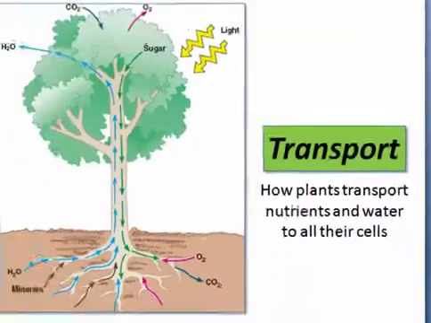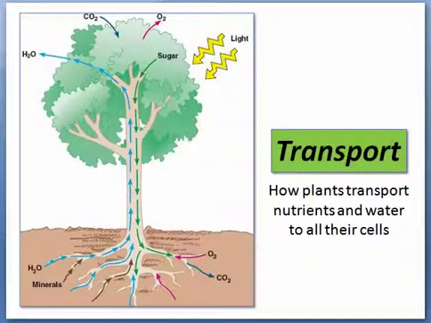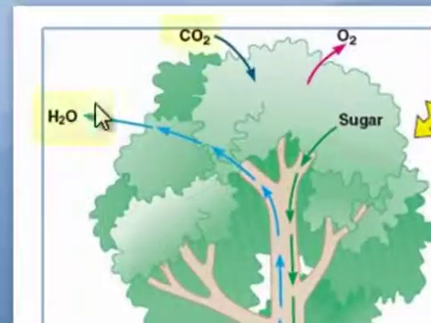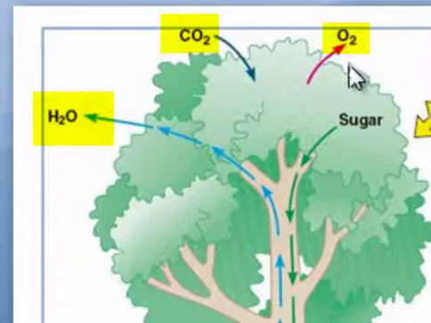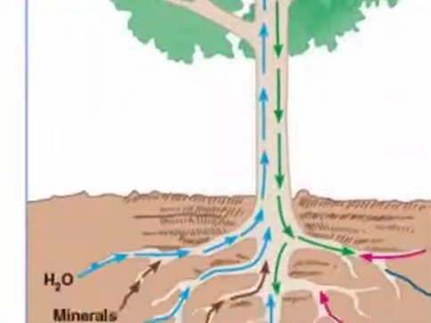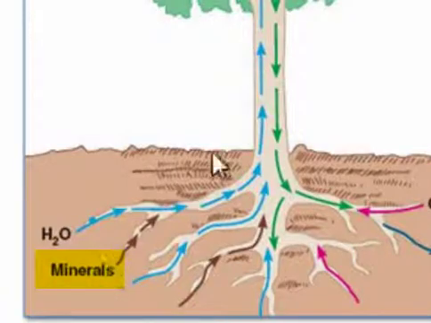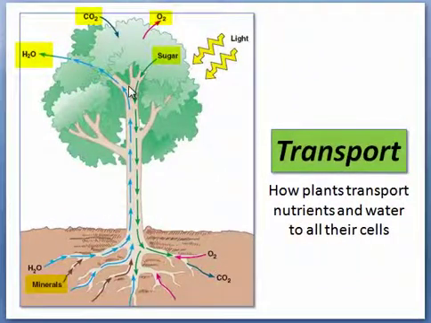Again, that's transport within plants, not transport of plants, because plants themselves are not really great at moving, but they are great at moving stuff around within them. And in this picture right here, you've got water and carbon dioxide and oxygen and sugar. You've got minerals down here in the soil. And within the plant, all that stuff has got to be moved around from place to place. And we're going to talk about what the plant does to move them from place to place.